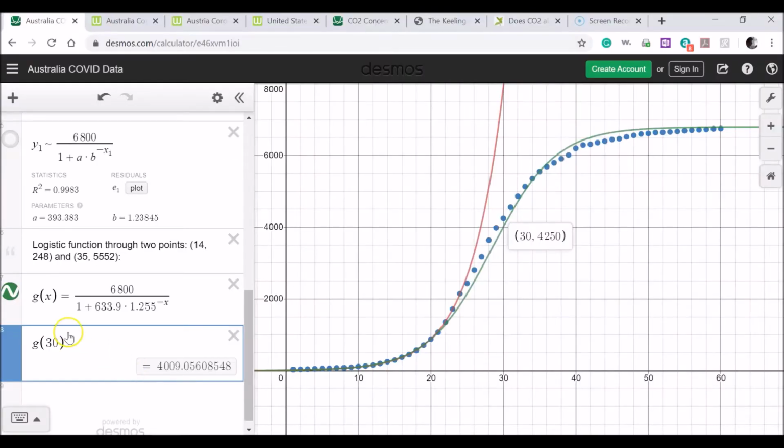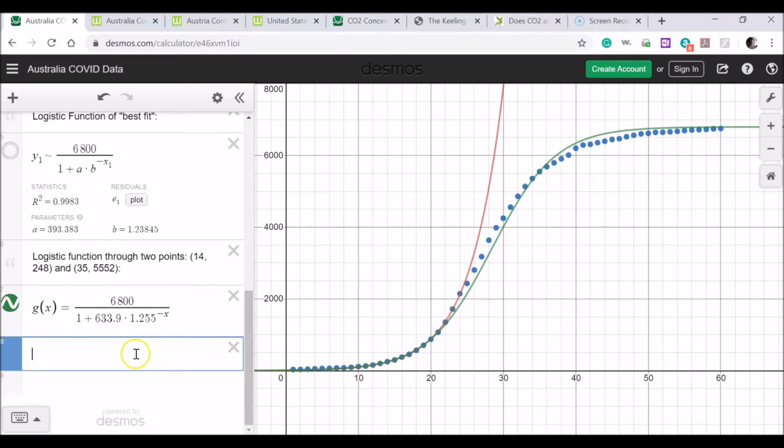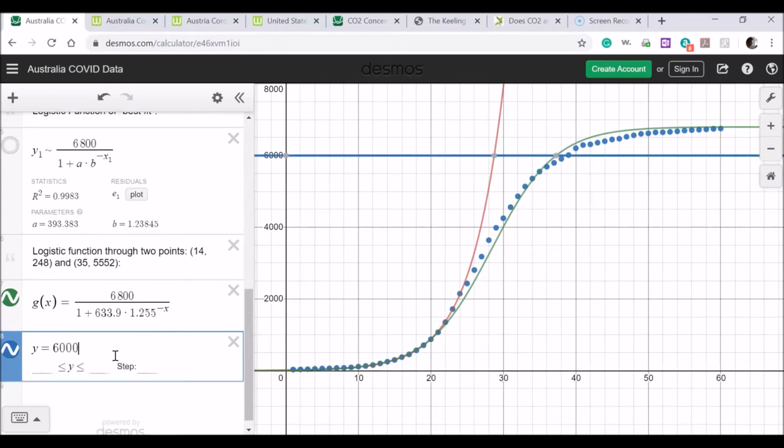Another question, the second piece in here says, find the input for a specific output y. That's a lot harder to do algebraically. For the output, you could just plug in 30 into here and get the output for that. But graphically, that's all I want you to do. So if you said, how many days does it take from March 1st until they hit 6,000 cases according to the model, all you have to do is type in y equals 6,000. According to this logistic model, it's going to be after 37 days, or on April 6th, when they should hit 6,000 cases.